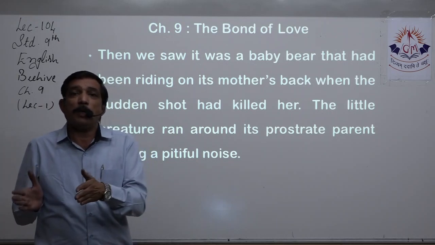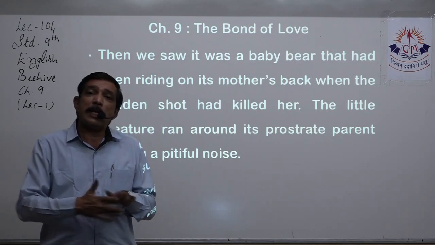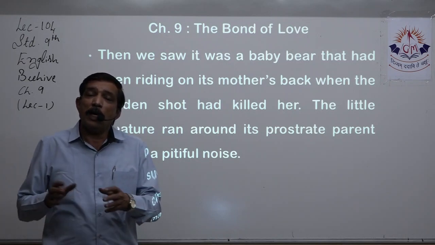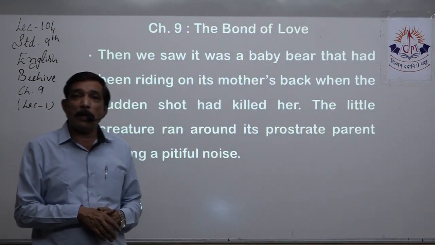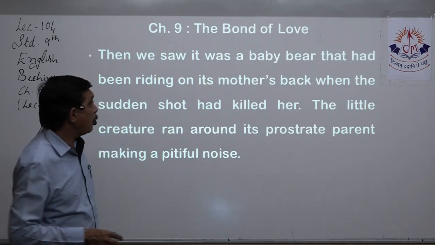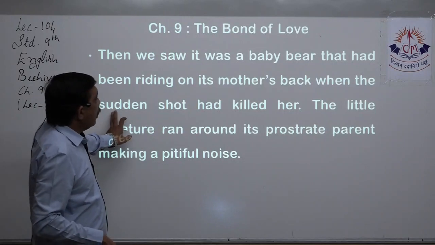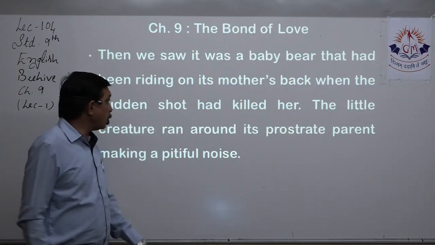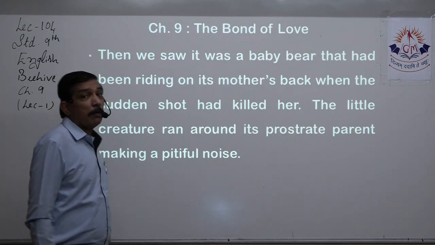And the young baby, because the mother is lying flat on the ground without moving, got down from its mother's back, and we can now see two black furs over there. The baby, which was riding on its mother's back, had been there when the shot killed her. The little creature ran around its prostrate parent, making a pitiful noise.